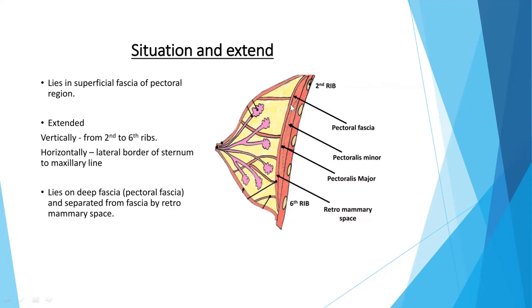This is the pectoralis fascia, and the breast lies above the pectoralis fascia. This is the pectoralis major muscle. This is the pectoralis minor muscle, and now this is the retromammary space. So this is the pectoralis fascia, and this is the breast, and between the pectoralis fascia and the breast is the retromammary space, which separates the pectoralis fascia and the breast proper.